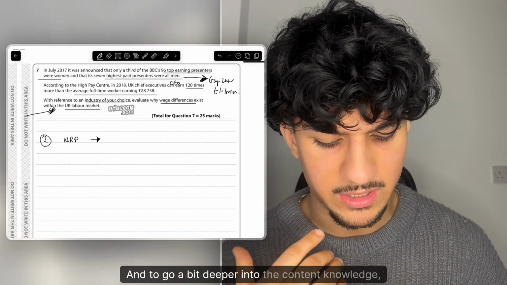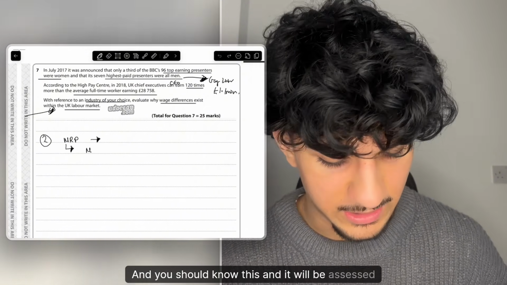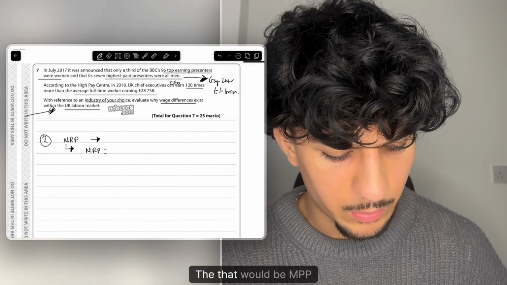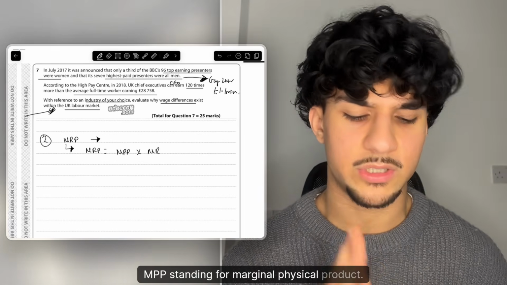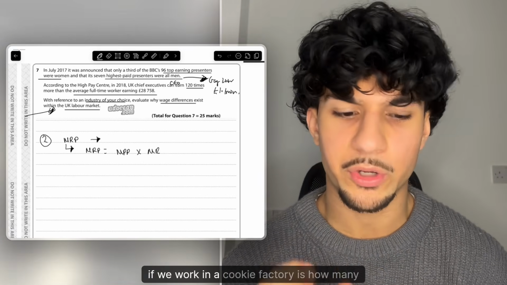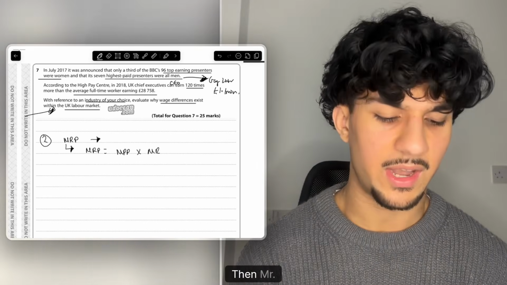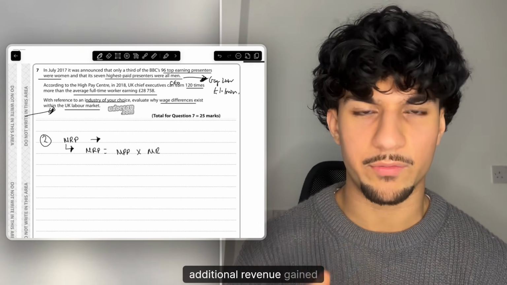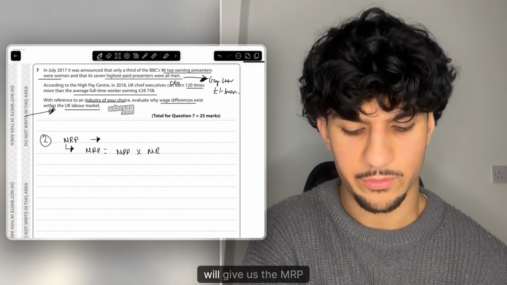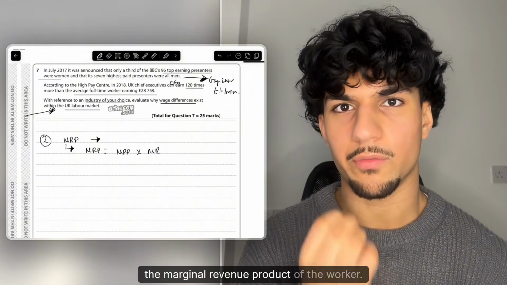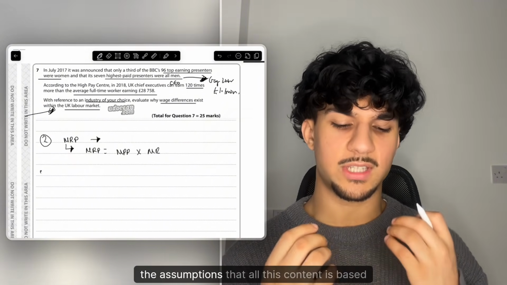And to go a bit deeper into the content knowledge, what equation builds up MRP? And you should know this, and it will be assessed. MRP, that would be MPP times MR. MPP standing for marginal physical product. For example, if we work in a cookie factory, it is how many physical cookies the worker produces, then MR is the additional revenue gained from selling these cookies. So the amount of cookies times the revenue gained will give us the MRP, the marginal revenue product of the worker.